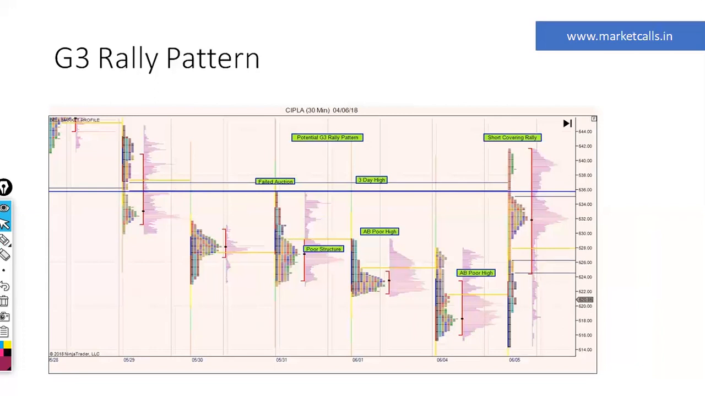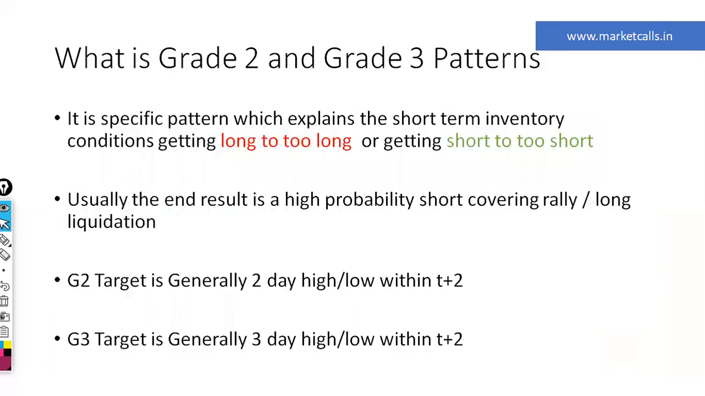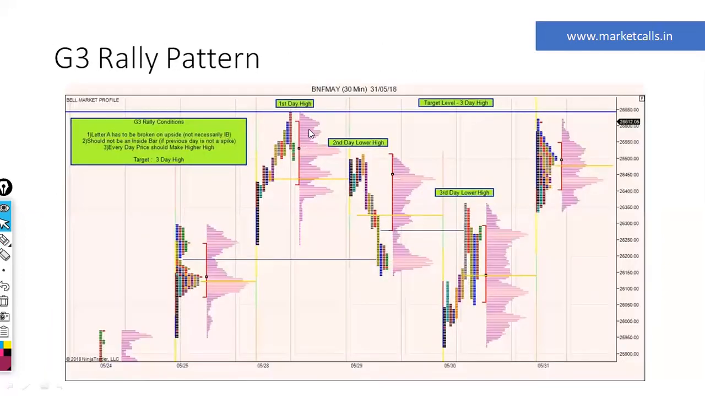Okay, so the previous example which I showed here, it is making lower highs, first of all. It is making lower highs, but it should also break the first half an hour high. Every day, the first half an hour high should be broken. That is the criteria I'm talking about here.